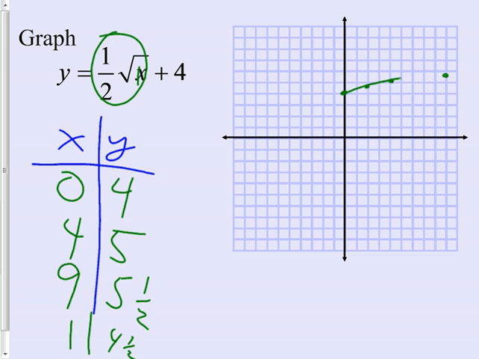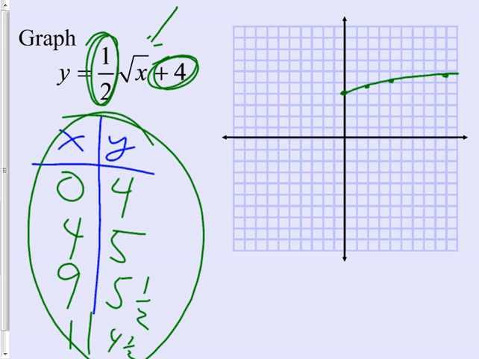Does this look like it's a ramp shape? Does it look like it's been moved up 4? Yeah. And the last thing, does it look like it's squished a little bit, half as tall as normal? Yeah. See, I just did it in the opposite order. I graphed it first with the points. Then I went back and checked it and said, does it look like it moved up 4? Yeah, here's where the ramp would normally be.